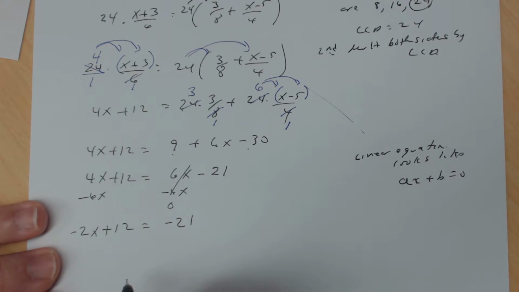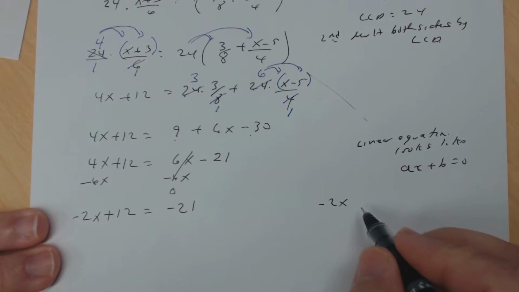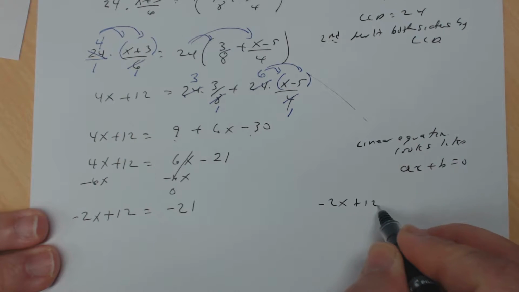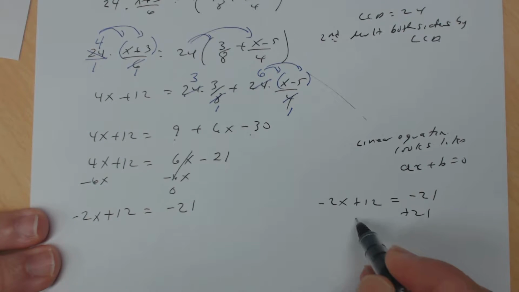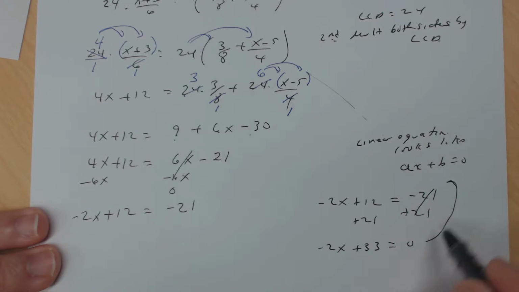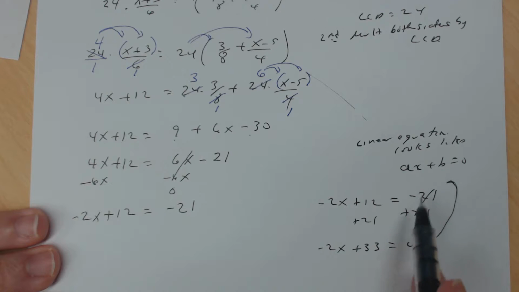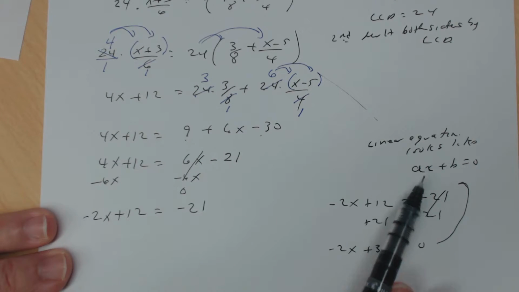That's a negative 21. Now, if I were to add 21 to both sides, just to show you, now this is not what we do next, but if you want to make it look like this, so remember, a linear equation can be written in this form. So if I add 21 to both sides, what I do to one side, I do to the other, I'm going to get negative 2x plus 12, and 12 plus 21 is a positive 33, equal to 0. So notice this is of this form. So a is a negative 2. b is a positive 33, and those are real numbers. Okay, so this right here is a linear equation, because at some point it's going to look like this.